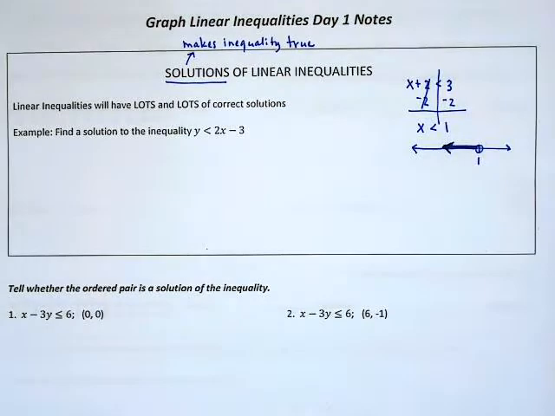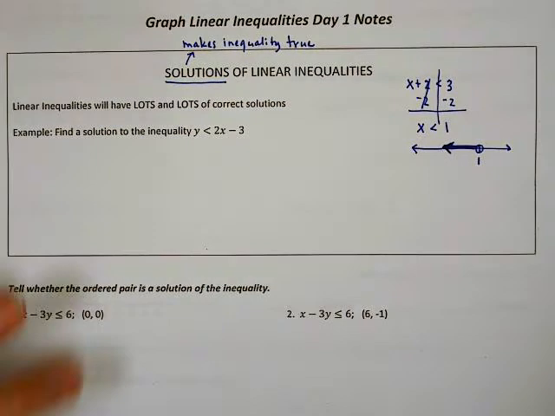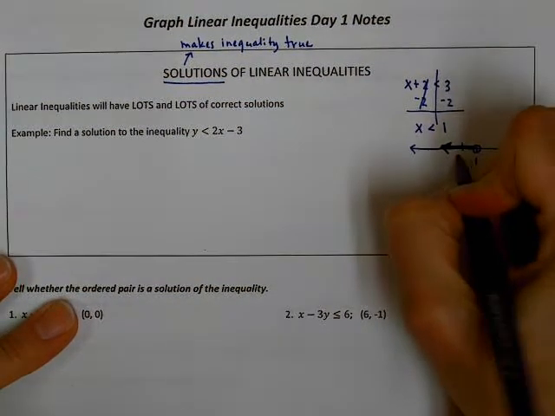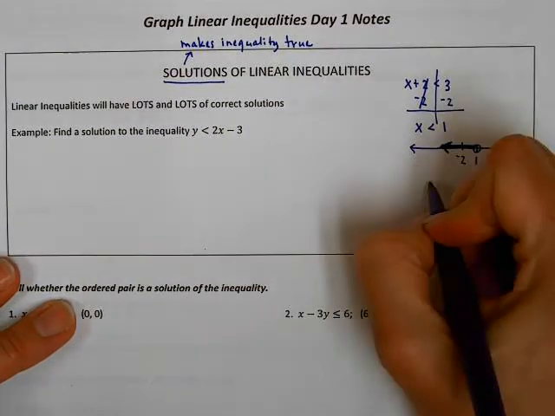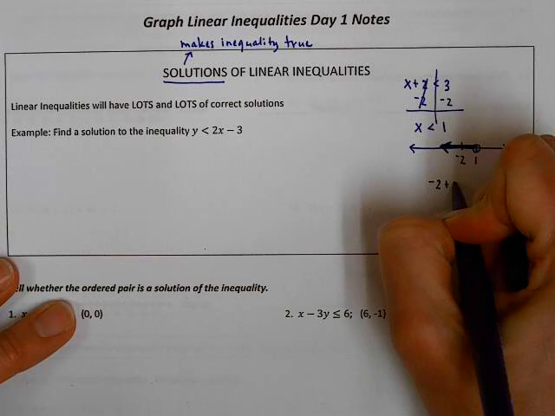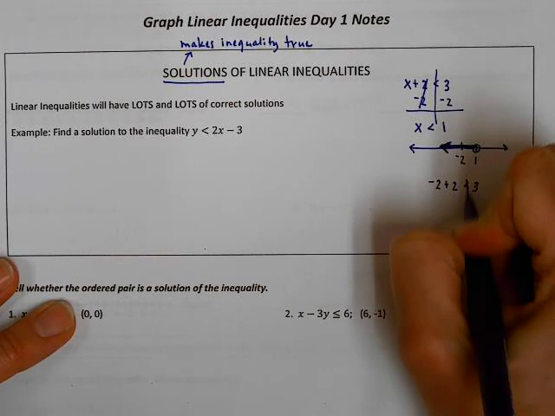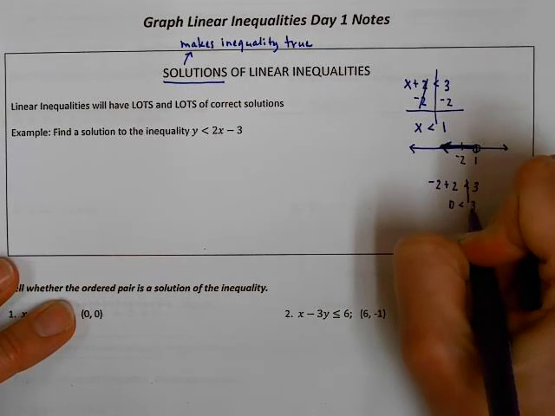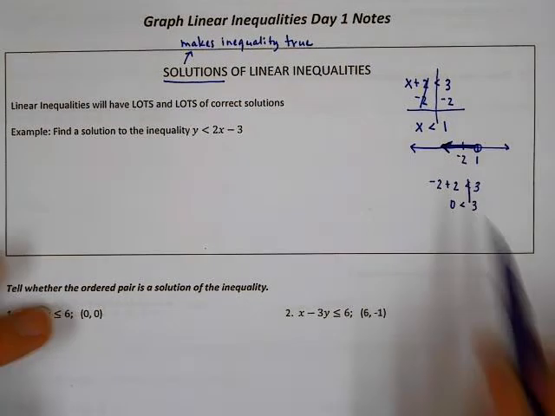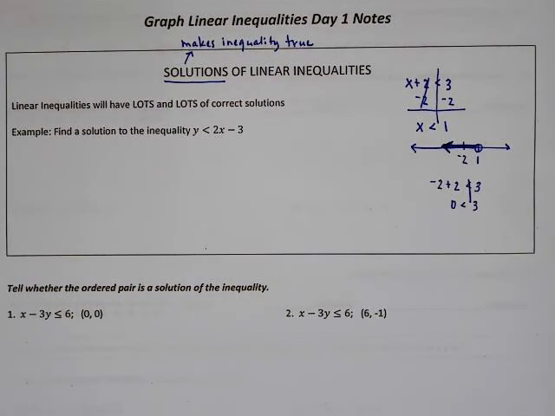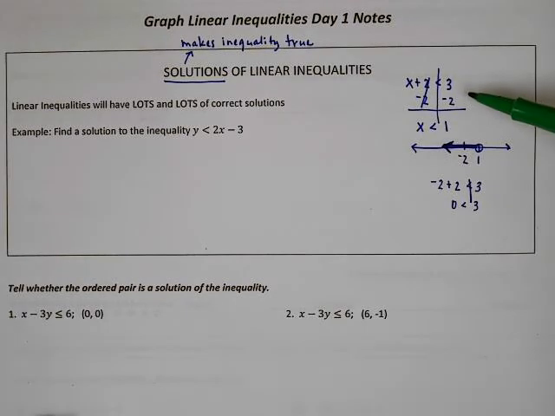So, for example, if my solution was x is less than 1, I know that negative 2 is part of that solution. If I plug negative 2 into my original, I would have negative 2 plus 2 is less than 3. Well, this is just 0 is less than 3, which is a true statement. So negative 2 is an example of one of the solutions that make that inequality true, but we have lots and lots of those.